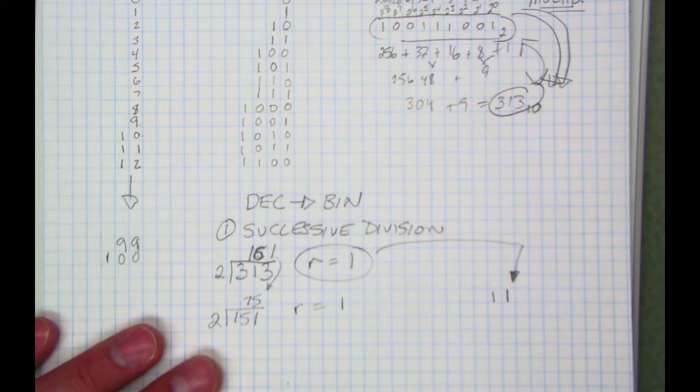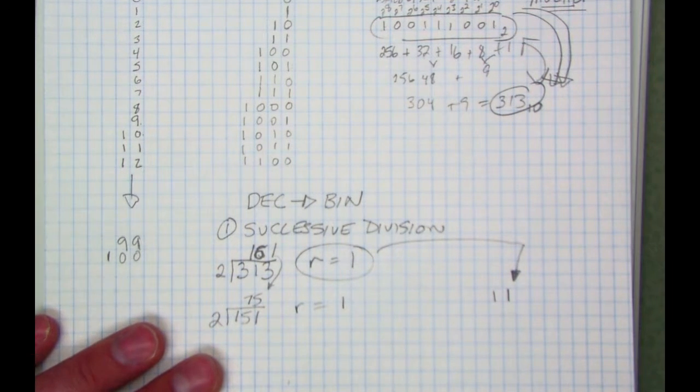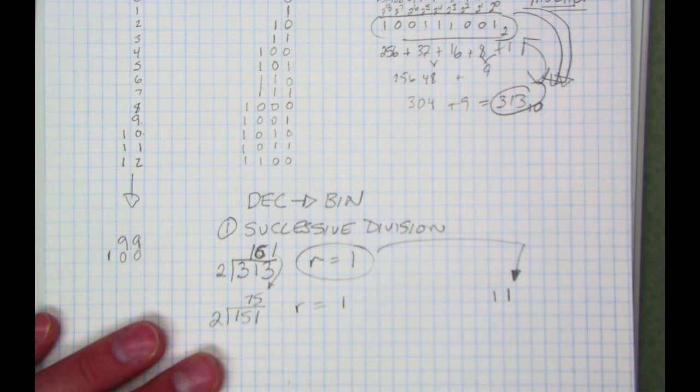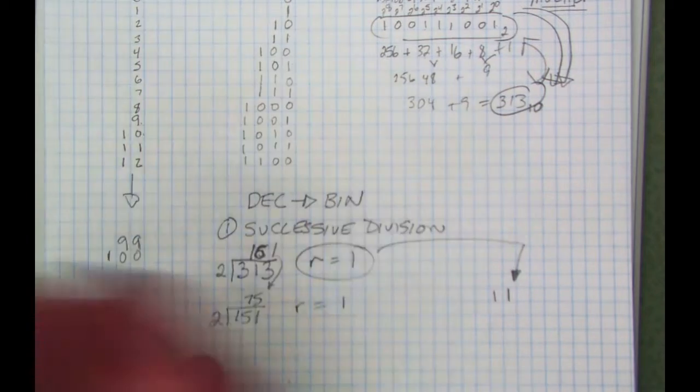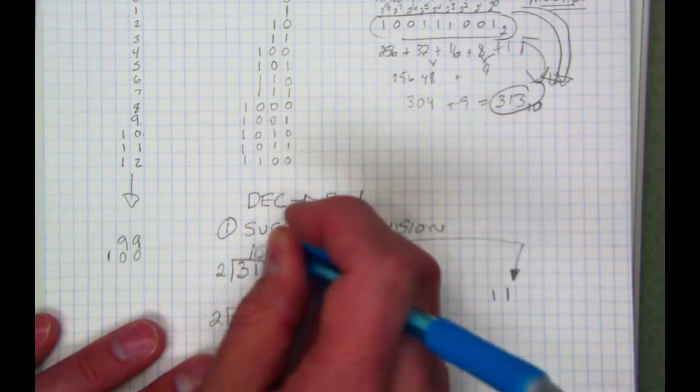Alright, so 256, make sure I did my math right up there, plus a 32, plus 16, plus 8, plus 1, 313. Divide that by 2. Wow, I'm really off. That's why.